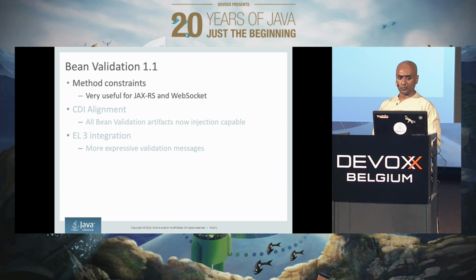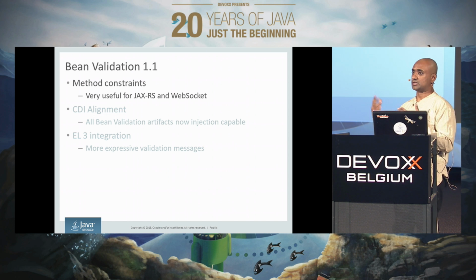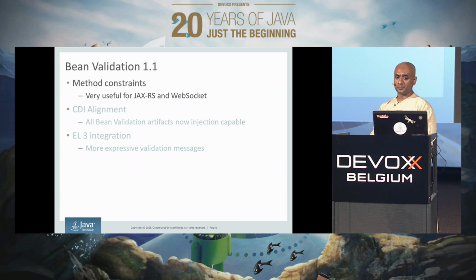One of the most important ones is actually Bean Validation 1.1. There's a small number of things that happened here that are actually quite significant. The biggest one is something I'll show you a code example of. It's called method constraints, right? Method constraints are interesting because they enable sort of contract-driven development at all stages of your application.